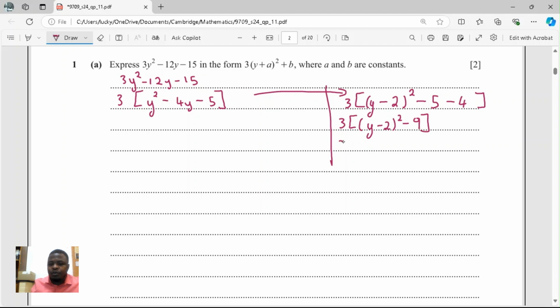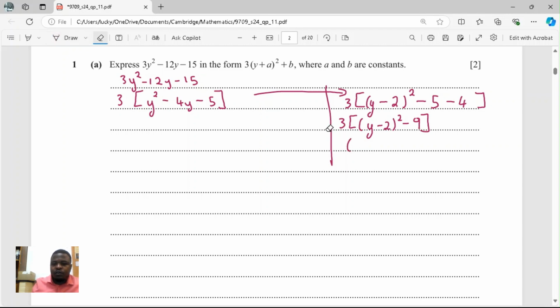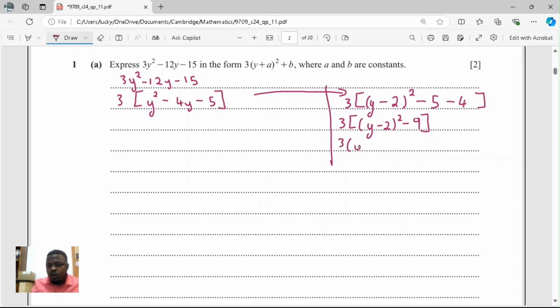Then I redistribute the 3 into the bracket: 3 open bracket y minus 2 squared minus 27. So this 2 marks is actually allocated to you appreciating that your a value is negative 2 and your b value is negative 27. So this is where you're getting your answers, but we do need to see the working out, hence the space. Right.